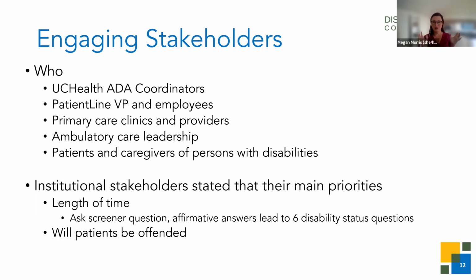Again, we had our 6-week data collection period. In the first 3 weeks, what we did was we had the Patient Line agents ask all of the questions, so the 6 different categories of disabilities, as well as the screener question. And then the second 3 weeks, we flipped it. So we had the Patient Line agents ask the screener question first, and then followed that by, if a patient answered affirmatively, asking the full set of disability questions.